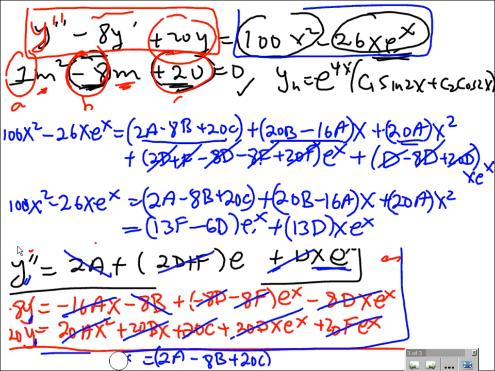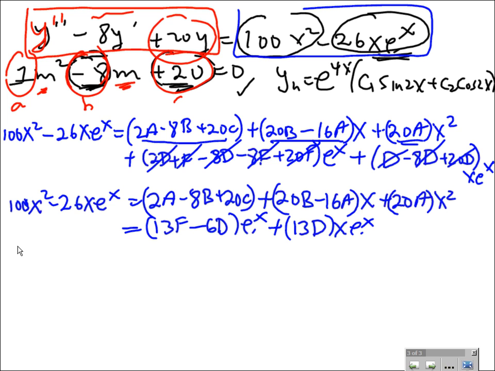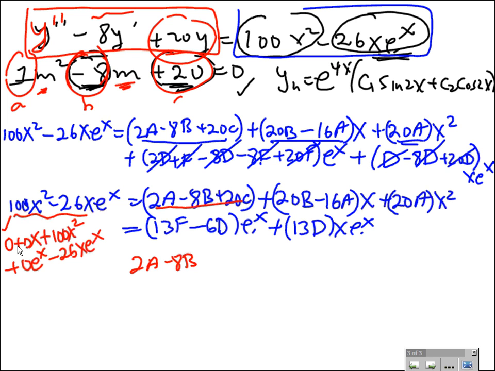So now we equate coefficients. This right-hand side is really 0 plus 0x plus 100x squared plus 0 e to the x's. So maybe I didn't need that term. Well, actually, I take that out. We'll find out in a moment. Minus 26x e to the x. That means the constant is 0. 2a minus 8b plus 20c is 0.